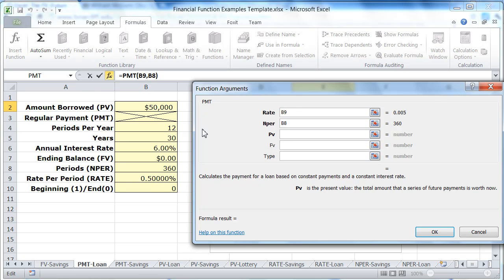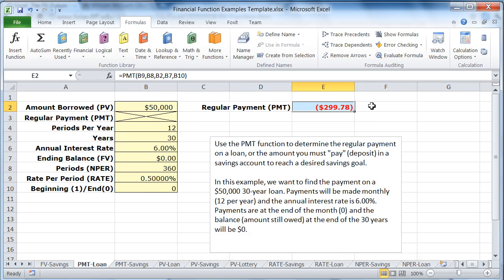The present value of a loan is positive, that's money that you have right now. Future value is this value right here, and as I said, that's usually going to be 0. And the type is going to be a 0 or a 1. Click on OK. And this comes up in red with parentheses around it.